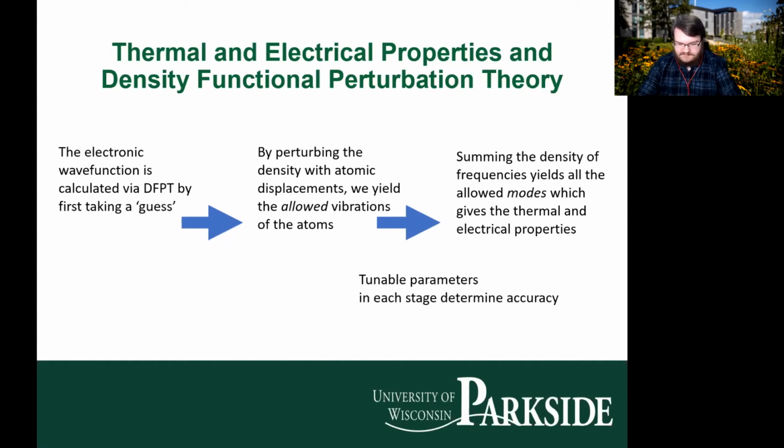So we start by taking a guess for the distribution, or the orbitals. We then perturb the density with displacements. So we take a whole bunch of minor perturbations or disturbances, and then when we sum all of those up, we get the thermal and electrical properties. And like I mentioned, this is a cyclic process. So based on the tunable parameters that we set, we can keep going and going until we reach a determined convergence in the set.